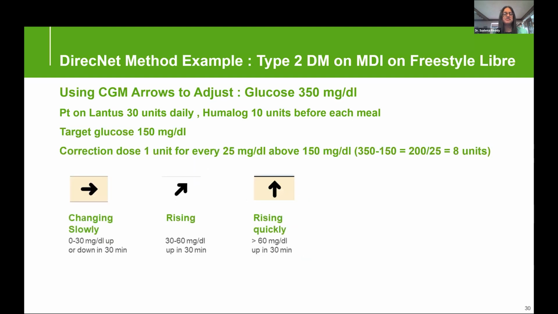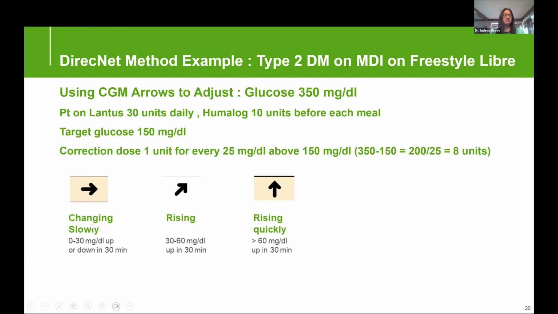Okay, so let's go to another example. Okay, this one's going to be a little trickier. There's this same patient again. The glucose is now 350, and he's ready to take his insulin. This target glucose is 150. The correction dose is 1 unit for every 25 above 150. And so you do 350, because that's what he is, minus the target, 150, so that's 200. Divide that by 25, so he needs 8 units in correction. And then for the meal that he's going to eat for that carbohydrate, he needs 10 units.